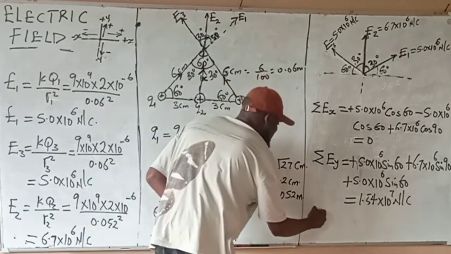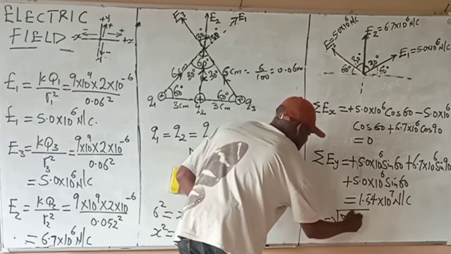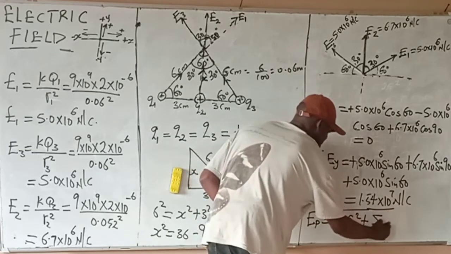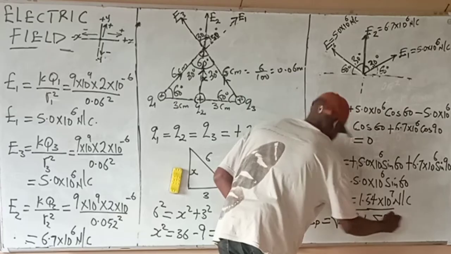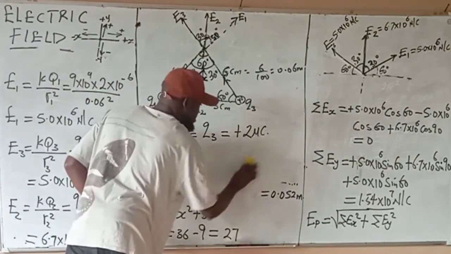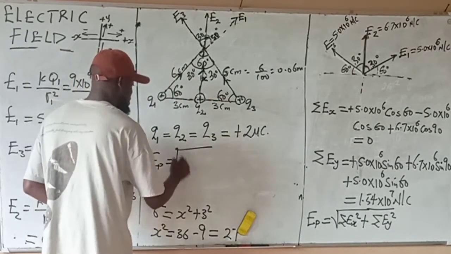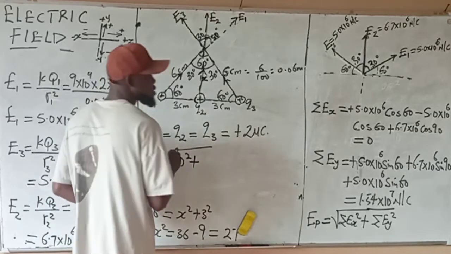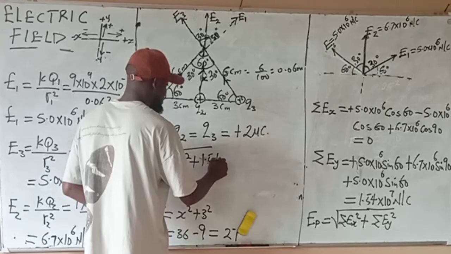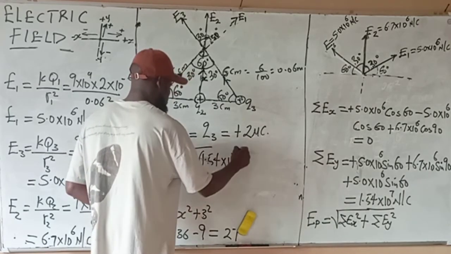So the total electric field at point P will be the square root of the total electric field in the x direction squared plus the total electric field in the y direction squared. This is going to give us something nice. Our electric field at point P will now be equal to the square root of 0 squared plus 1.54 times 10 to the power 7 squared.